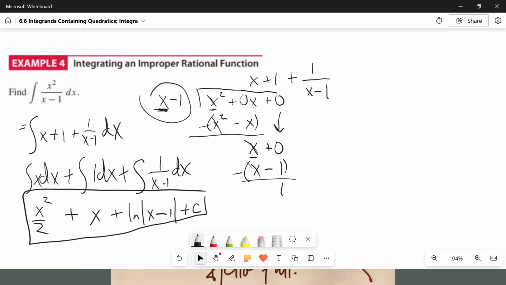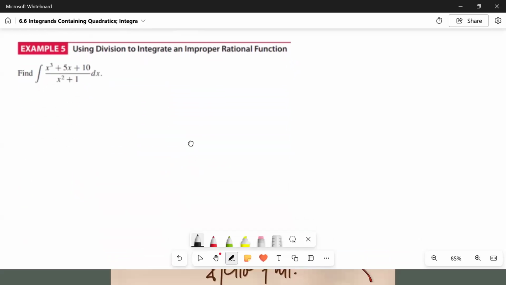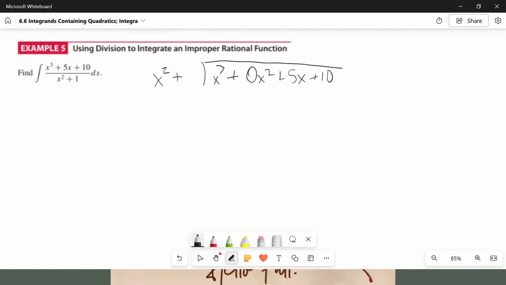The next one we're going to look at is another example. You have x cubed plus 5x plus 10 all over x squared plus 1. So what we're going to do is use long division again to rewrite the function in proper terms. So you'd have x cubed plus 0x squared plus 5x plus 10, and divide that by x squared plus 1.